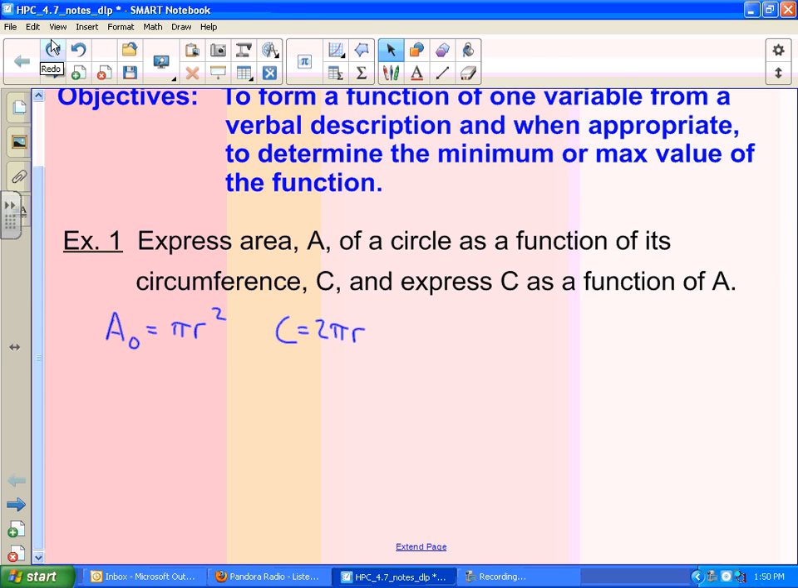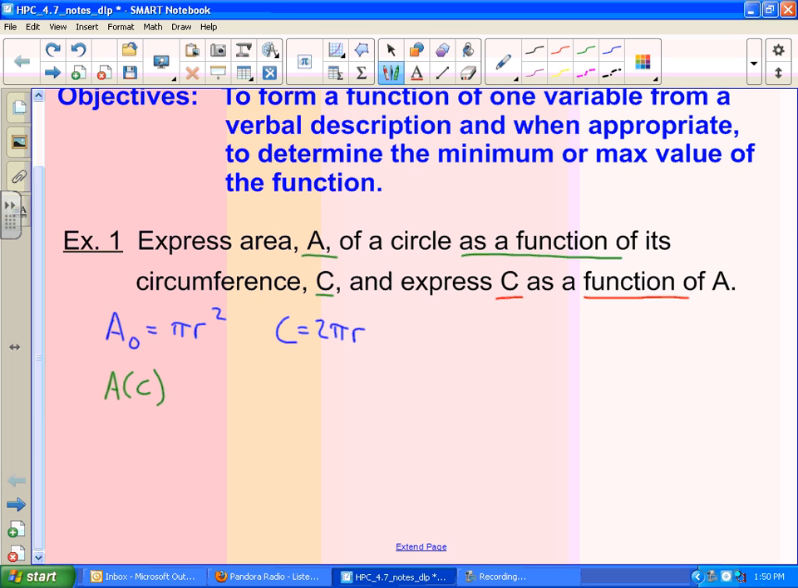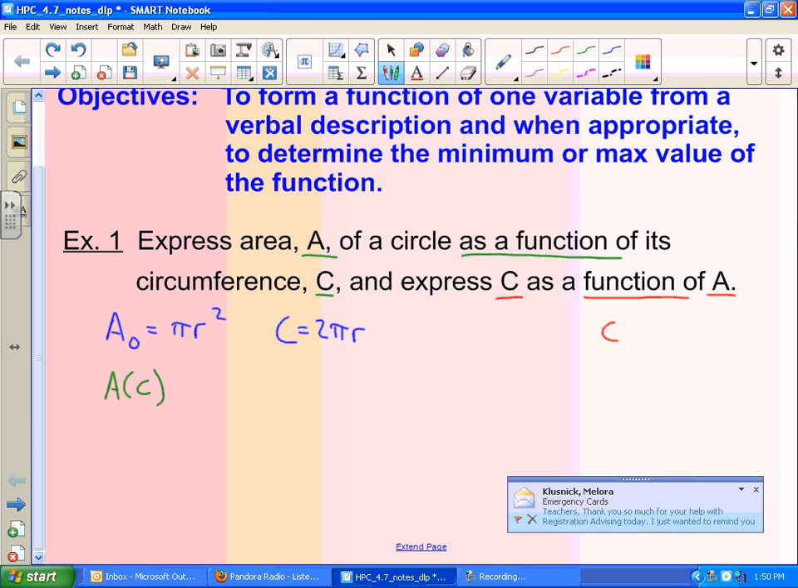Okay. Let's see if we can get this going. So we want to express area as a function of circumference. That means we want to express A of C. But then we also want to do circumference as a function of area, C of A. All right, so what does that mean? What does A of C mean?